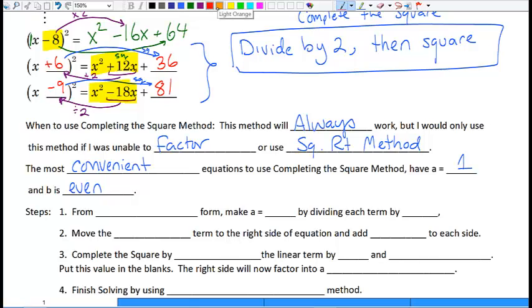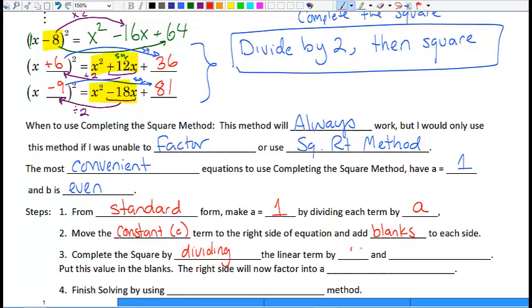Next, let's talk about your steps. Step 1. From standard form, I want you to make a equal to 1 by dividing each term by a. Next, I want you to move the constant term, that's the term without any variables, or the c term, to the right side of the equation, and then add blanks to each side, and I'll show you what that means.